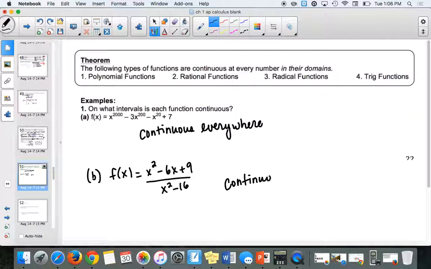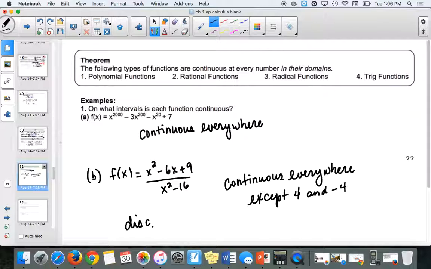Continuous everywhere except 4 and negative 4. Exactly. So if you're lazy and you just want to write discontinuous, you can write DISC at x equals 4 and negative 4. You can write it that way too. It's probably the fastest way of writing it.